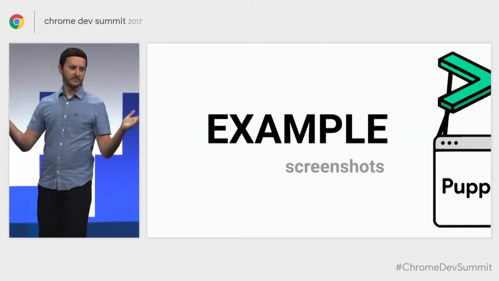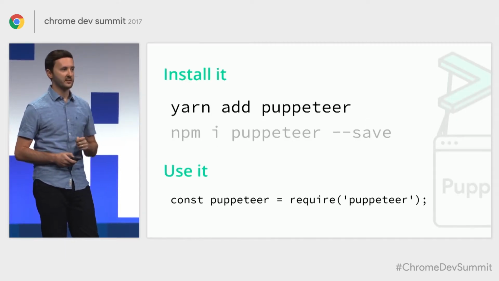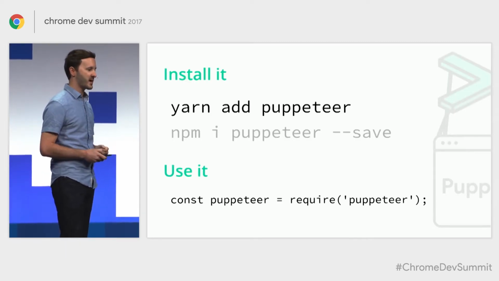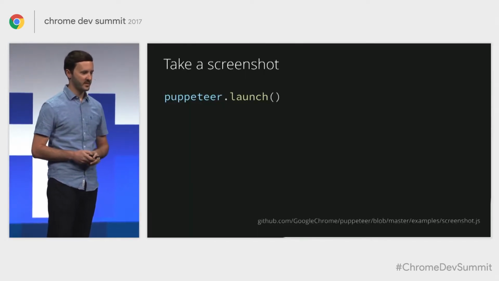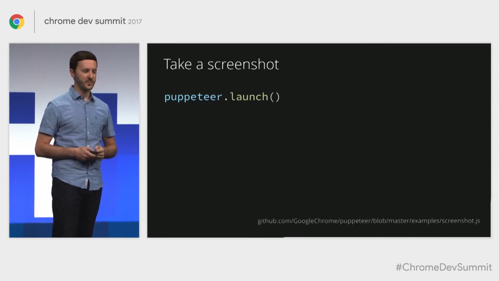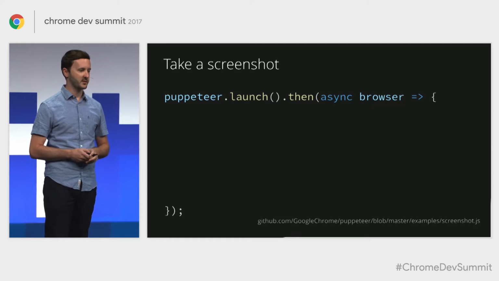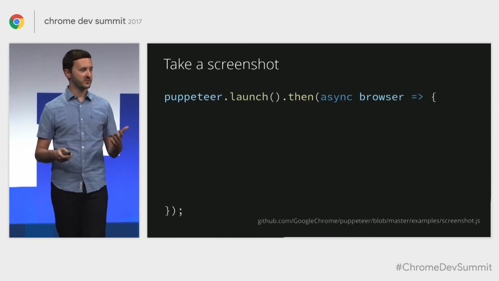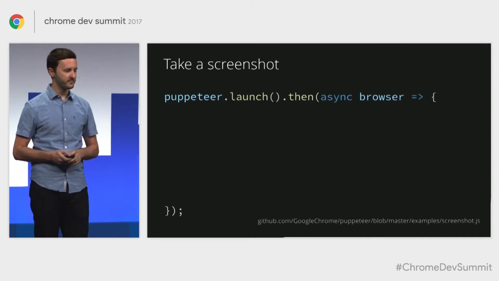All right, let's see some cool examples. So first is screenshots. Really common case. First thing you're going to do, obviously, is grab Puppeteer off NPM and require it in your scripts. First thing you do is you need to launch the browser. And Puppeteer has an API for that, puppeteer.launch. This is going to return a promise that gives you a browser instance to talk to. Now, by default, it launches headless Chrome, so you don't have to configure or use any flags here. We're just going to get headless Chrome.